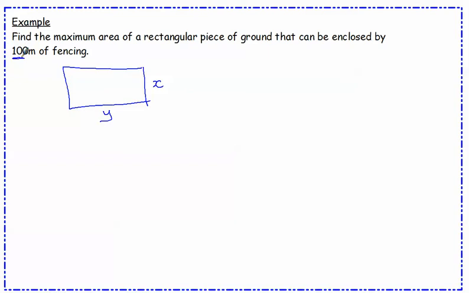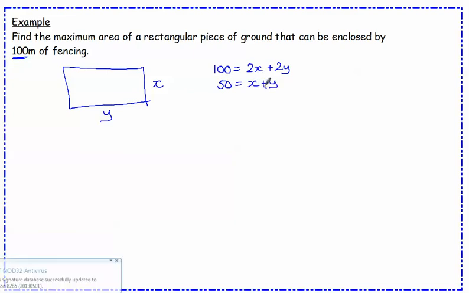In the question we get told that the fence is 100 metres, so that's going to be our perimeter. So our perimeter is 2x plus 2y equals 100. We can reduce this down, so that means the relationship between x and y is x plus y equals 50. What we want to do is find the maximum area, so that information is going to help us get an equation for the maximum area in one equation.